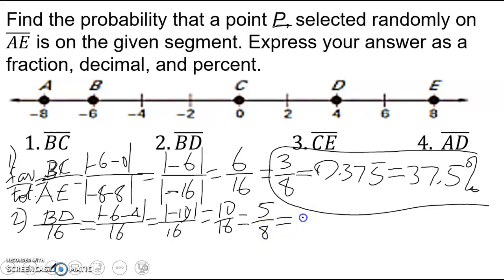Again, we can change it to decimal, which is 0.625. And if we multiply by 100, we get 62.5%.